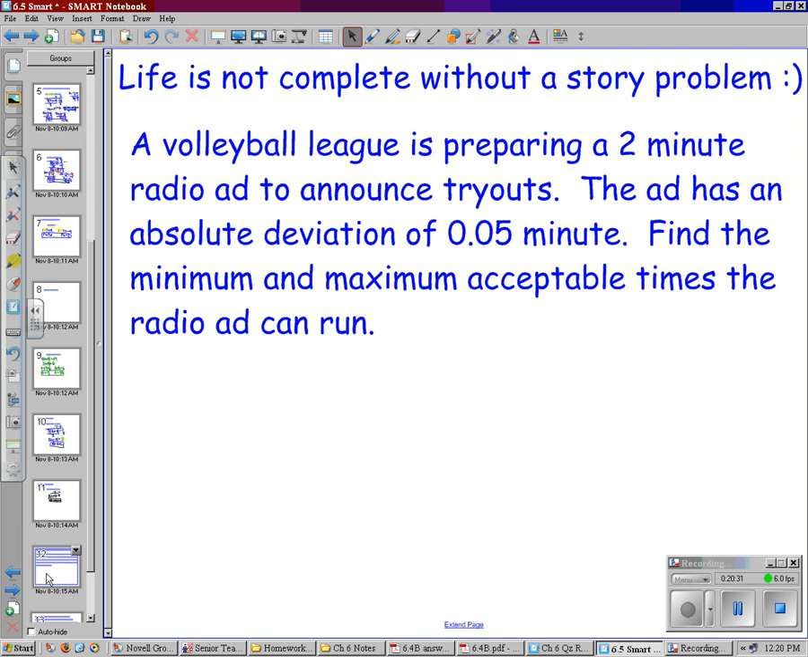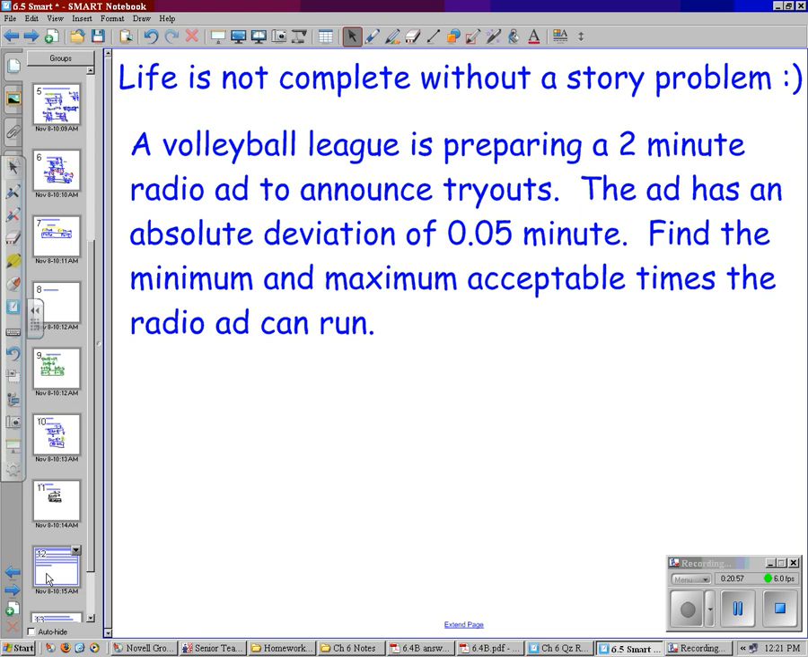Have you ever listened to the radio and when an ad gets done, there's dead airspace? Have you ever listened to an ad where all of a sudden the ad's finished and nobody's saying anything on the radio? It's called dead airspace, and that's because they didn't make sure that their ad ran long enough. So it says find the minimum and the maximum acceptable times that the radio ad can run.